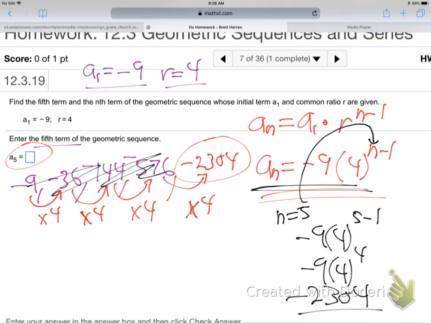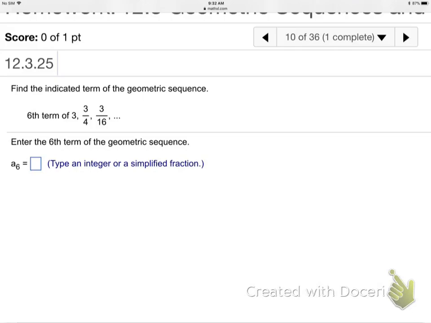Either way. Just getting the formula, plugging in, I mean. Okay.